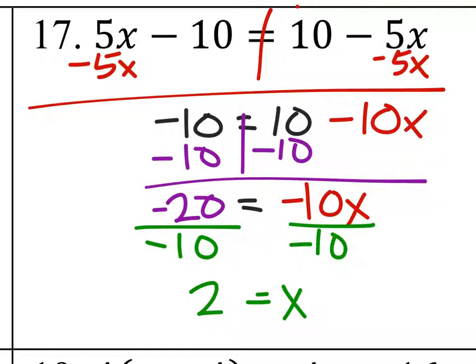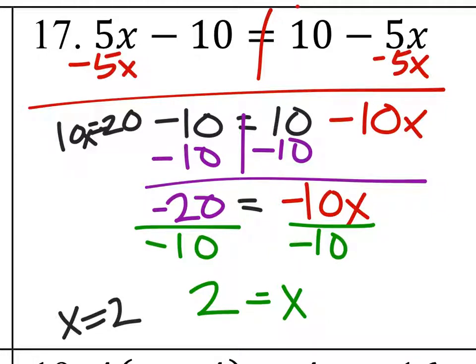Now again, you could have done it the other way. If you had put the x's on the left side, you would have had 10x equals positive 20. That's the only difference, but the answer would have come out the same. You would have had x equals 2 instead of 2 equals x. Both of them are good though.